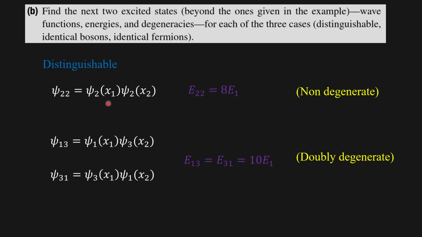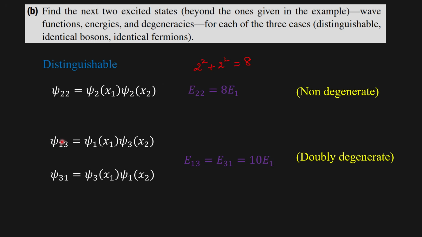So we can distinguish between these two, the energy, but however, both are at same energy state. So E22 is equal to 2 squared plus 2 squared, which is equal to 8. So E22 is 8 E1. This is non-degenerate. We can distinguish, but both are at same energy level.